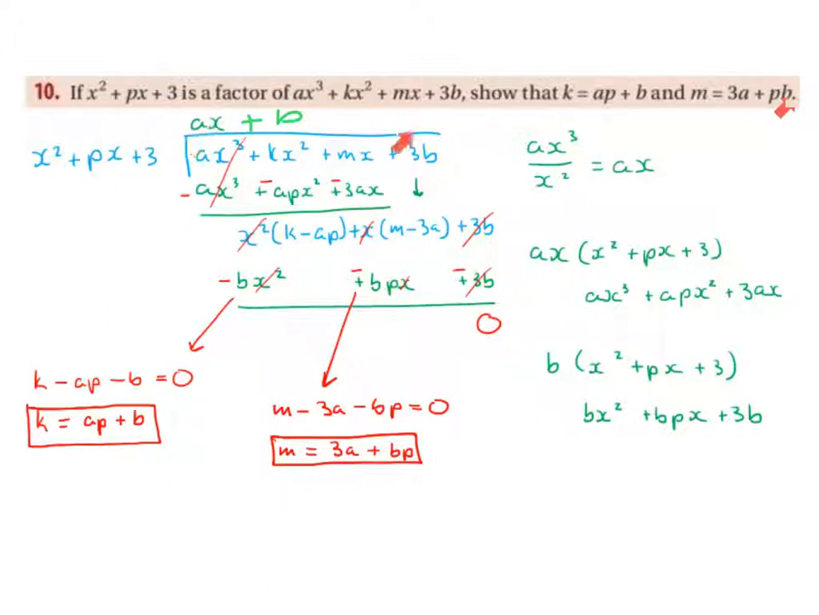So we set up our bus stop. We put ax cubed plus kx squared plus mx plus 3b under the bus stop. And we put x squared plus px plus 3 outside the bus stop.